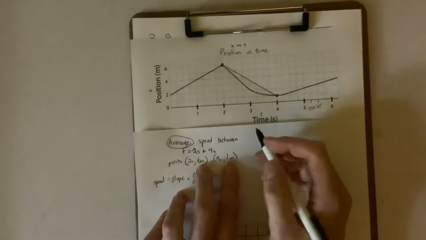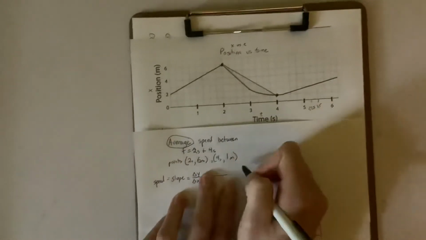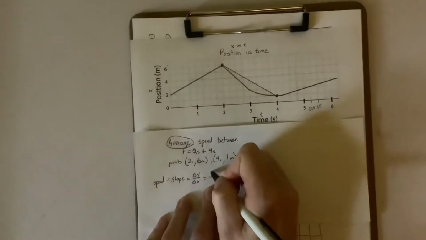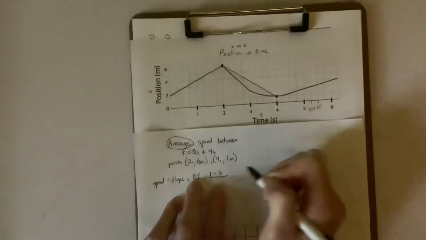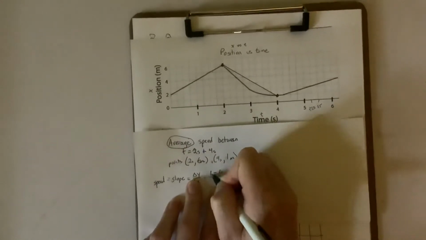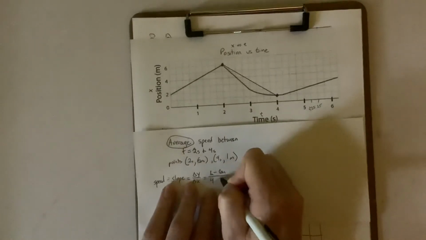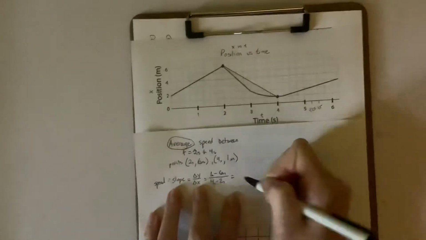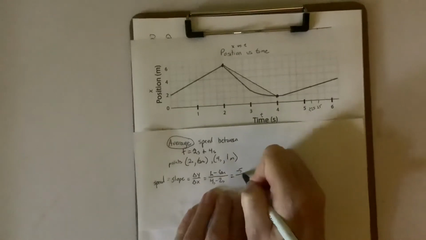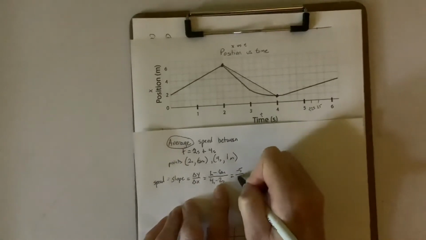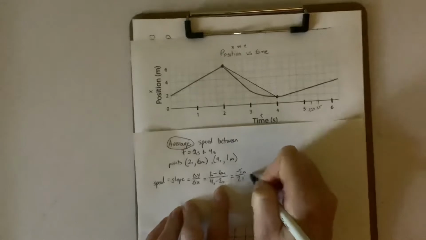Change in y is going to be the 6 minus the 1. Let's see. We'll do the final minus the initial. So 1 minus 6 meters. Leave those in there. And then the 4 minus the 2 seconds. Okay, 1 minus 6 is -5. 4 minus 2 is 2 seconds.